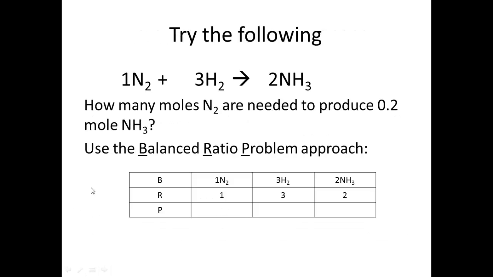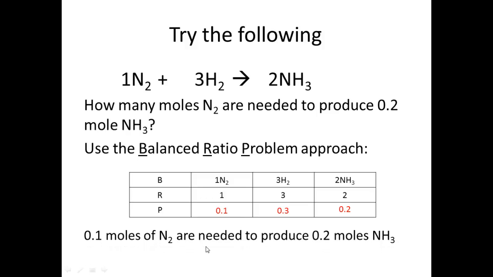What if we needed to do a different amount? Let's use the balanced ratio problem approach again. So instead of reactant, we want to produce 0.2 moles of NH3. Now to keep everything the same ratio, you might notice that 0.2 is 1/10 of 2, so it's going to be 1/10 of the other ratios as well. So I need 0.1 moles of nitrogen to produce 0.2 moles of ammonia.